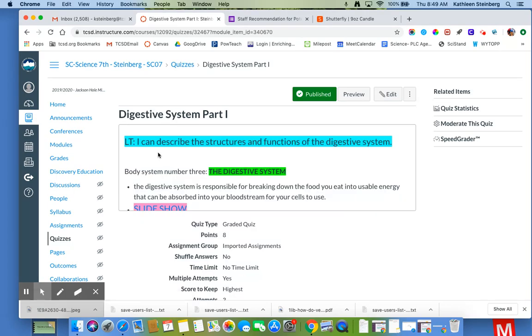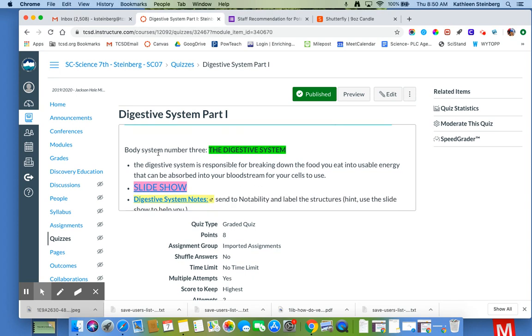All right, so our learning target today is I can describe the structures and functions of the digestive system. The digestive system is responsible for breaking down the food you eat into usable energy, all right? Because the pancakes that you had for breakfast need to be broken down further before your cells can use them.